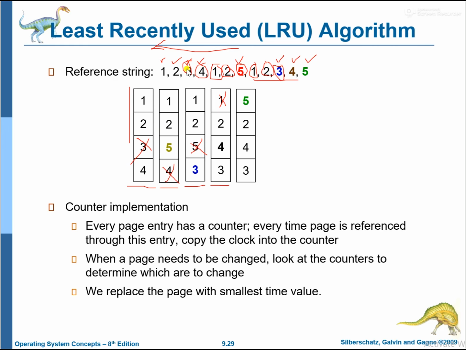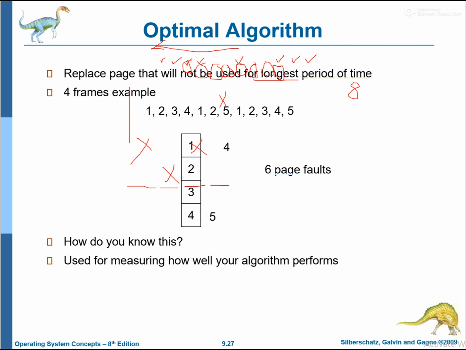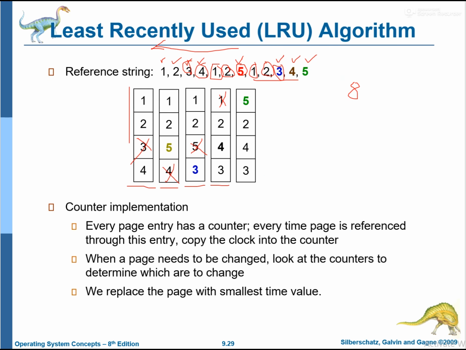So how many total page faults occurred? 1, 2, 3, 4, 5, 6, 7, 8. 8 page faults occur in this reference string when we use the least recently used algorithm. And if we compare it with optimal, because we used the same thing with optimal and we had 6 page faults. So least recently used is better than first in first out because first in first out has more page faults, and it is near to the optimal algorithm.